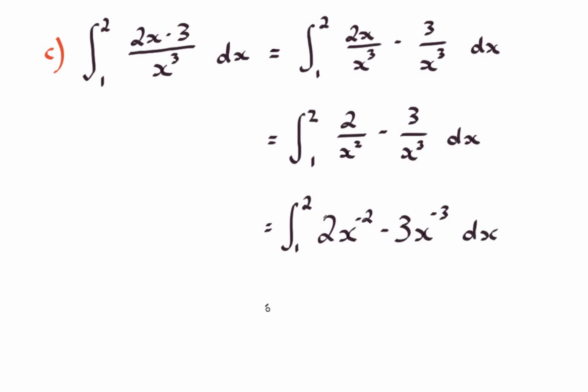And now we can apply the process of raising the power by 1 and putting it over that power. So our first term, we have 2x. Now we're raising this. So minus 2 plus 1 gives us negative 1. And then we're going to put it over that new power. And secondly, we have minus 3x, raising the power by 1 gives us negative 2, over negative 2.